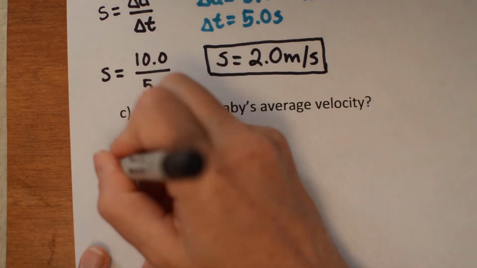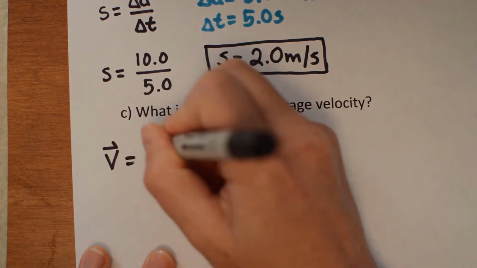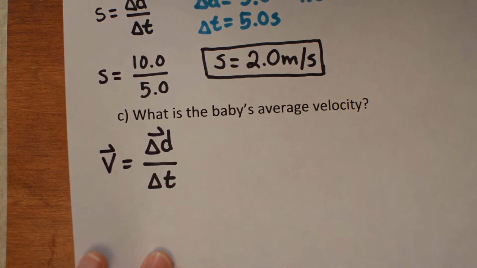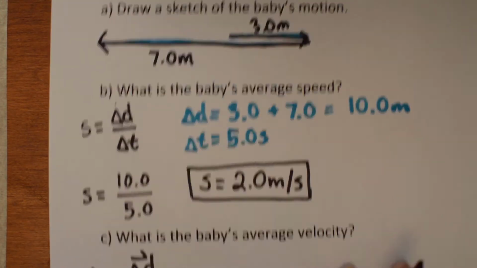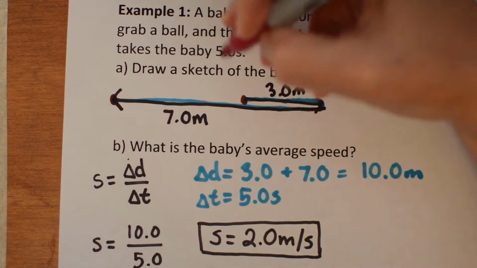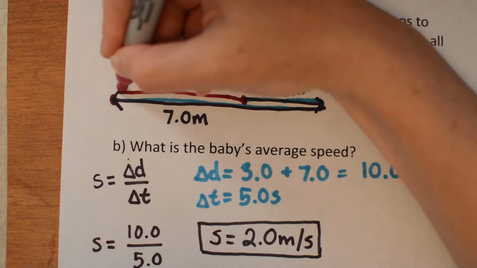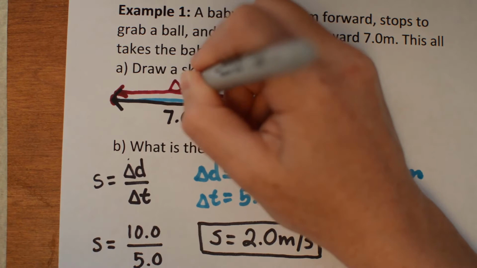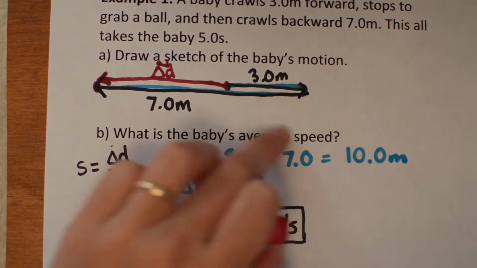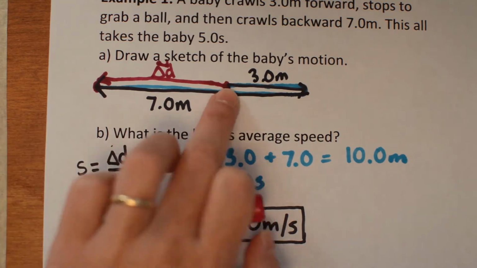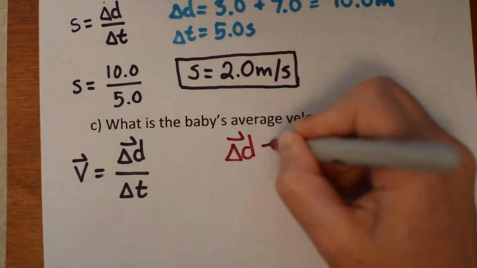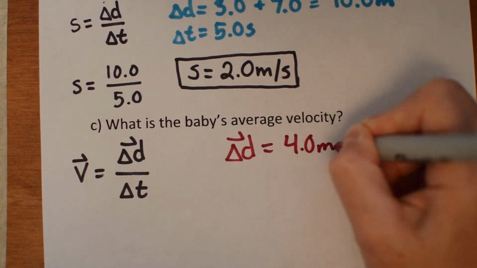So this one's going to be a vector. So it's the displacement, which is a vector, over the time. All right, finding that displacement means starting from where the baby started, where the baby ended up, and that is the displacement right there. So that is your delta D with the arrow. That's the displacement. She went 3 meters forward, 7 meters back. That means overall she went 4 meters backwards, right? So her displacement is 4 meters backward.